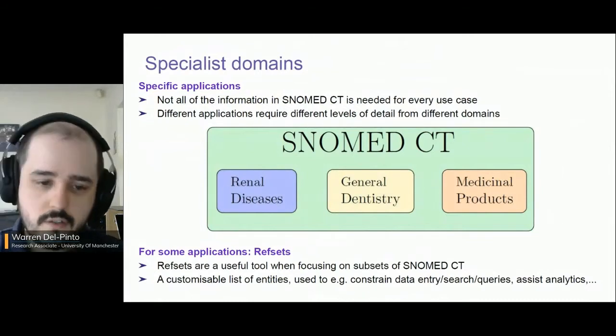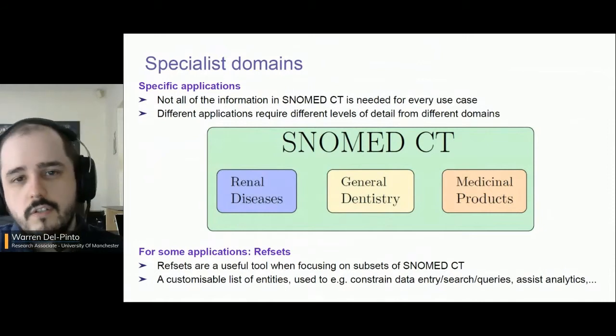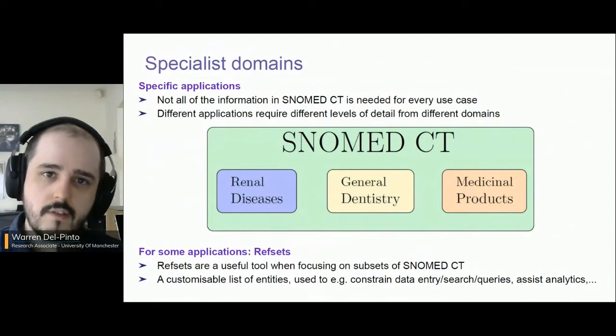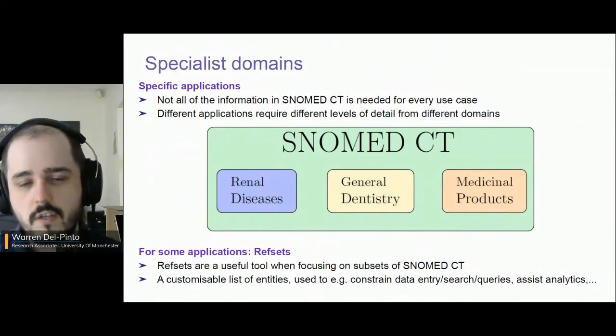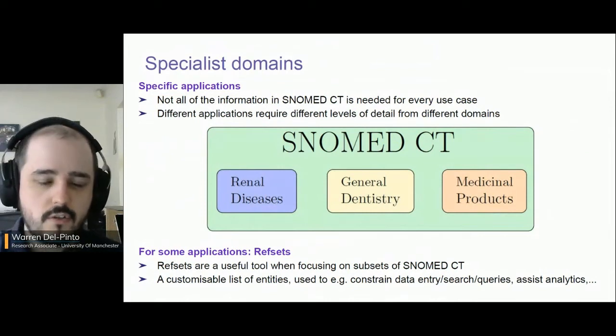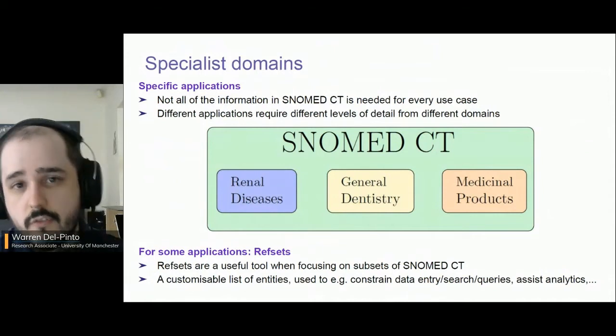So for some applications, there's already tooling out there for the use of reference sets. These are a useful tool set to focus on subsets of SNOMED CT. And this gives you a customizable list of entities and their IDs to constrain data entry, search, querying, and analytics to the domain of interest. Does this cover every use case?